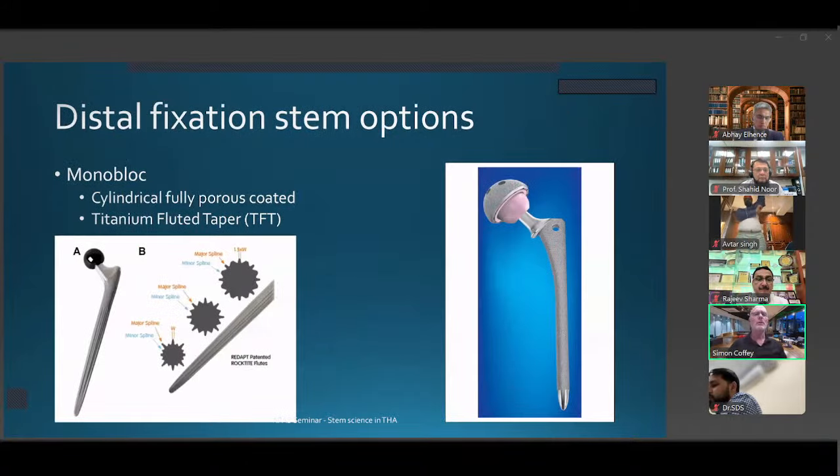So what are our distal fixation options? Well, just dealing initially in the monoblock setting, we have the option of the cylindrical, fully porous coated stems, of which the Solution stem is probably the most well-known, or the titanium fluted stem, which is essentially the Wagner style stems, of which many different versions have been brought in. That's a monoblock, fairly simple to use, but gives you a little less capability with reconstituting the soft tissue biomechanics.